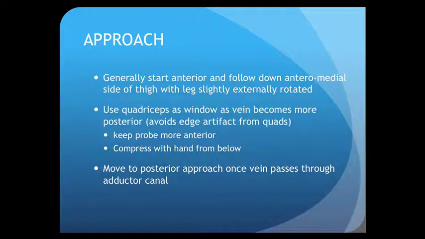Once the vein has gone through the adductor canal, then we put the probe posteriorly behind the knee and we look at the popliteal vein. You'll often find compression here is quite difficult because of the insertions of the hamstrings and the adductor muscles, and so you may have to tilt your probe a little bit so you can get enough pressure in there.